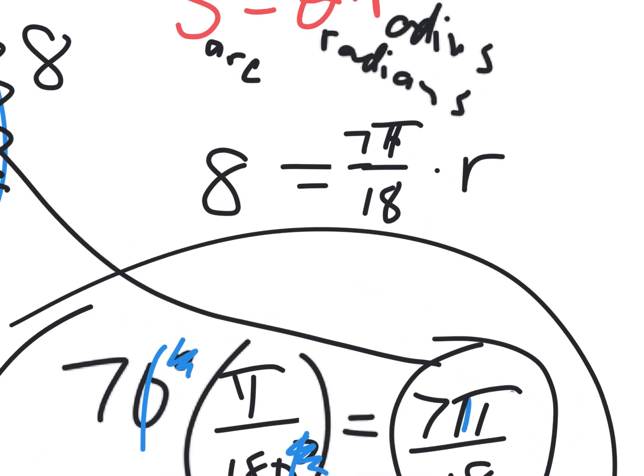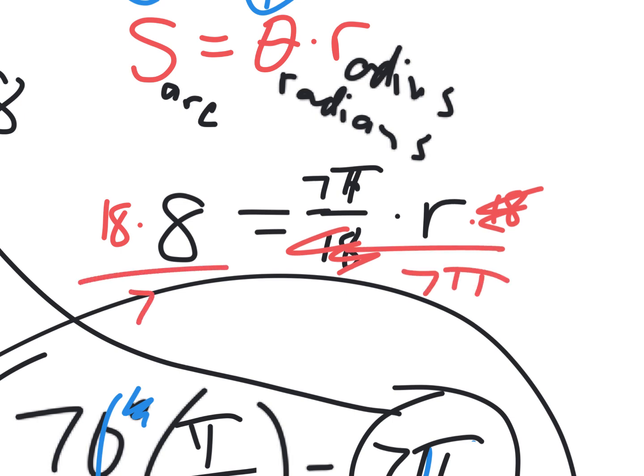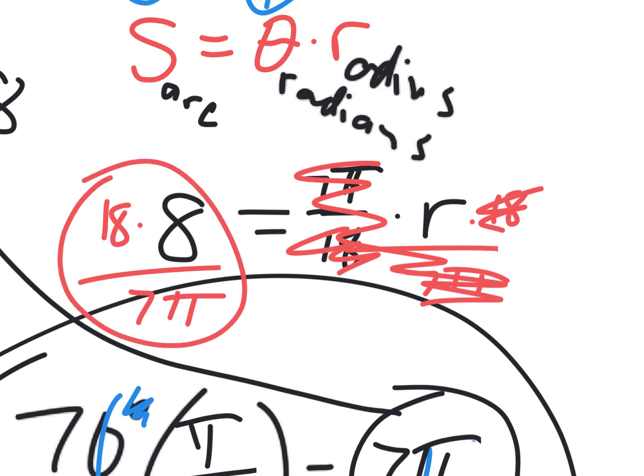Now I like to clear fractions. It's one of the biggies. If you could factor it, you should, but otherwise, next up is clear the fractions out. And now, if I can get rid of that 7 pi, I'll have the radius alone. I'm going to divide both sides by 7 pi. 18 times 8 over 7 pi. That would be 8 times 10 is 80, 8 times 8 is 64. 144 over 7 pi.